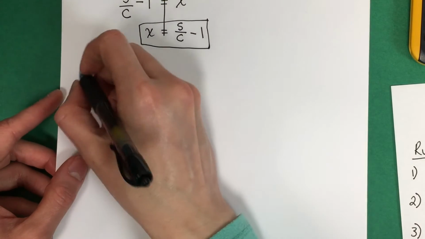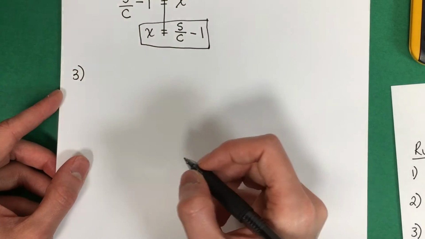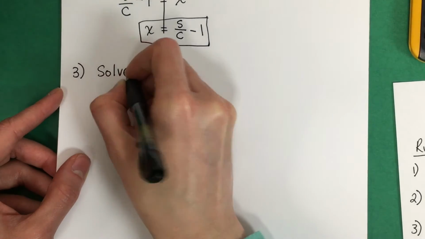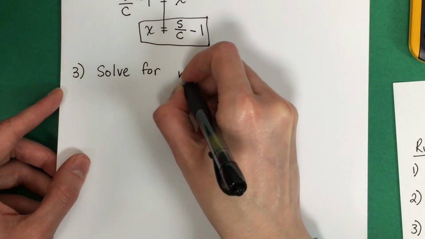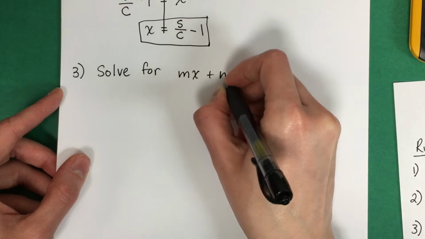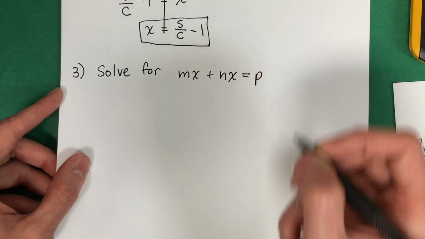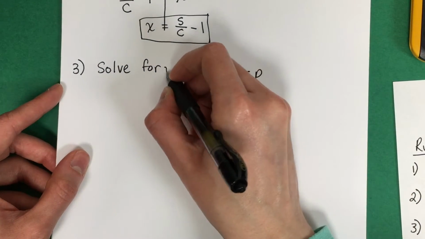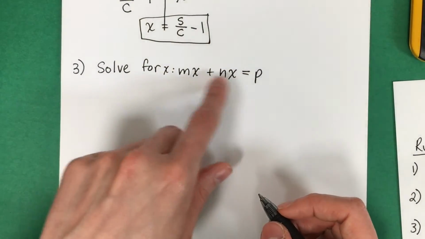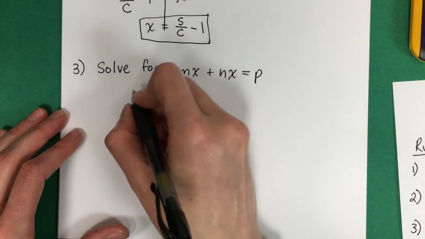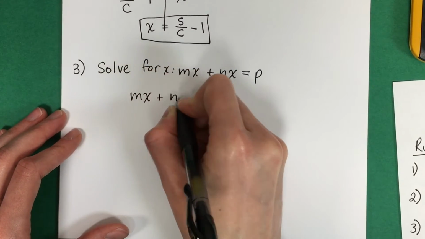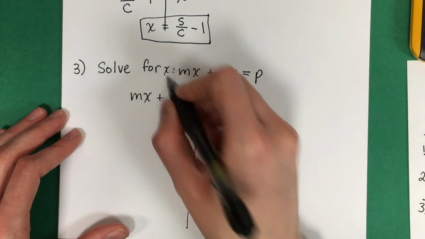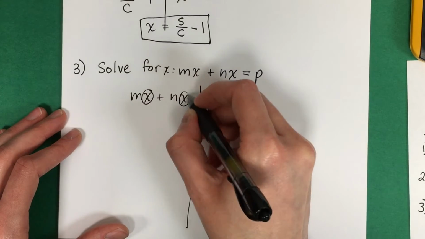Okay. Number 3. Alrighty. Solve for mx plus nx equals p. Okay? Oh, sorry. And this one is solve for x. So solve for x. And our equation is mx plus nx equals p. Let's go ahead and copy mx plus nx equals p. And put my line. Okay, I want x alone. I'm going to circle all my x's.